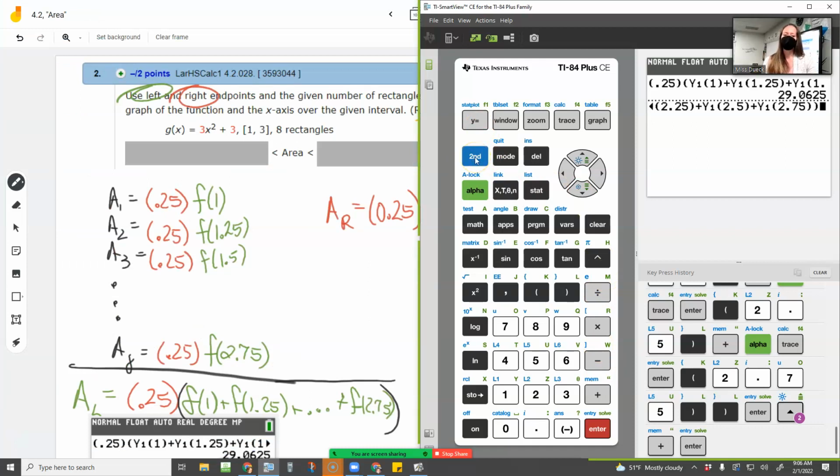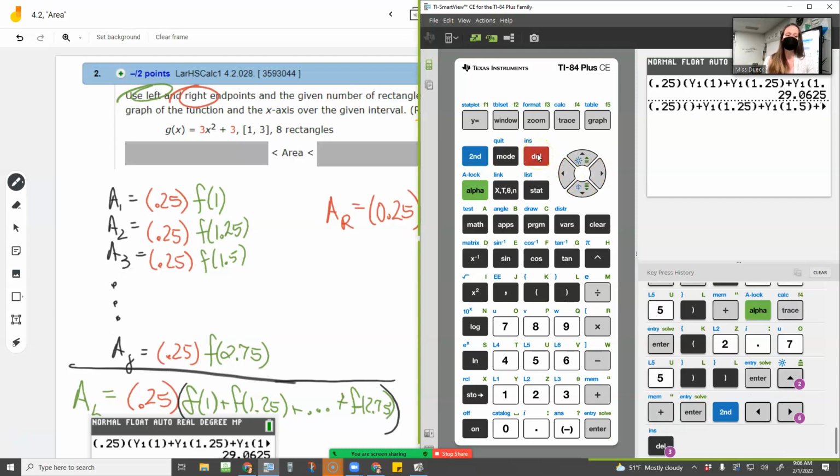What's the shortcut? Second back button takes you to the very beginning. Then just delete. Not clear. If you clear, then just go copy paste again. Ugh, I've got to click. No, go to the end of the line. Second, forward. There I am.